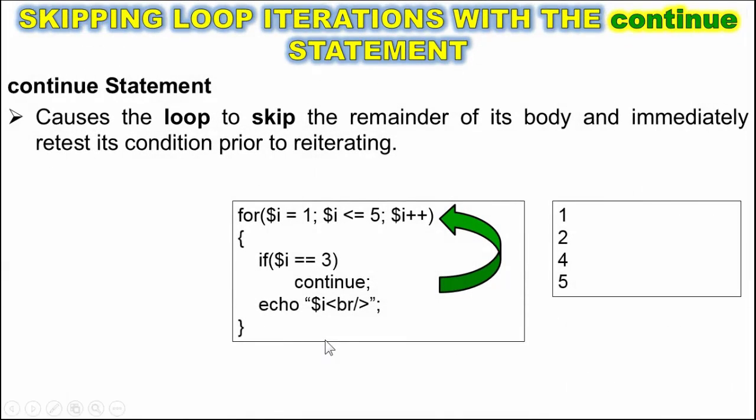Skipping loop iterations with the continue statement. The continue statement causes the loop to skip the remainder of its body and immediately retest its condition prior to reiterating.